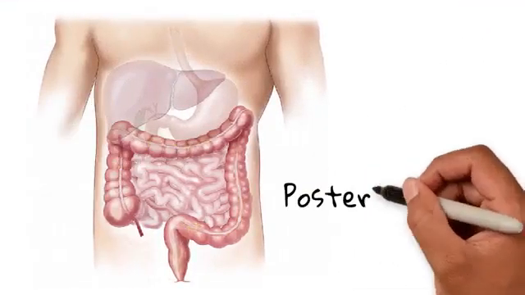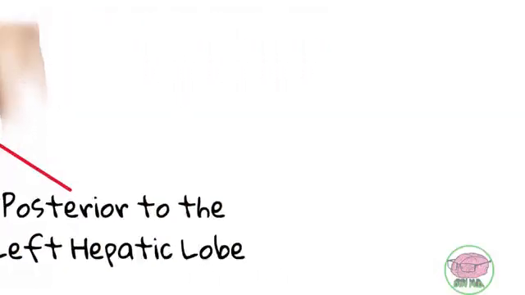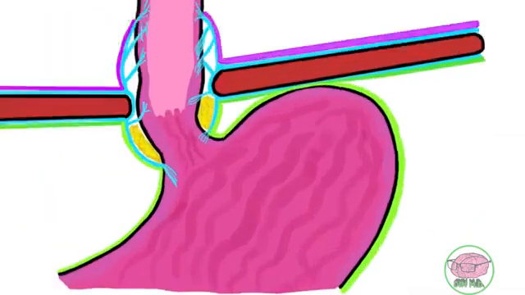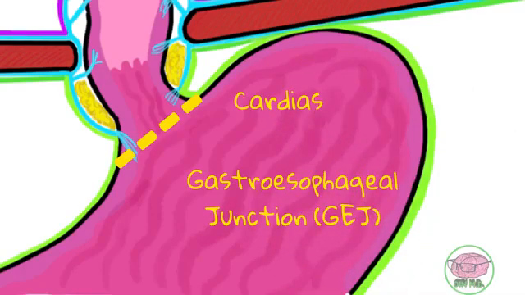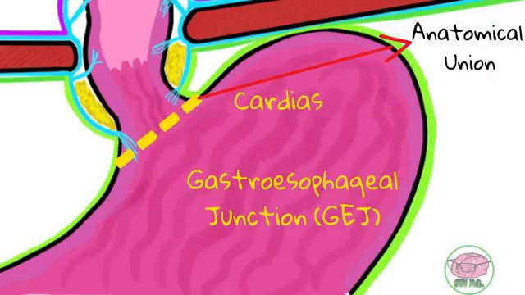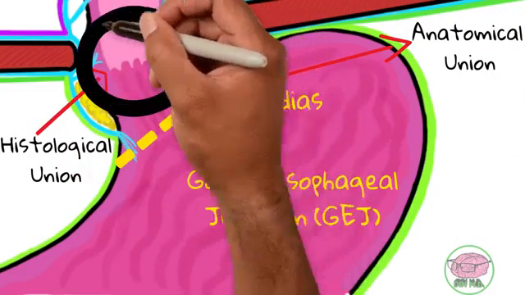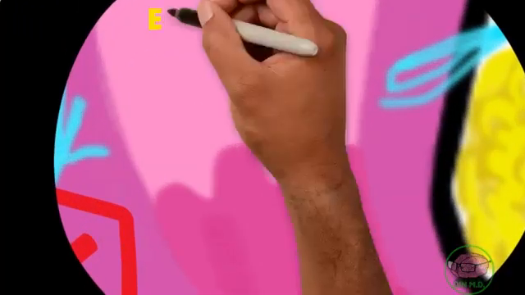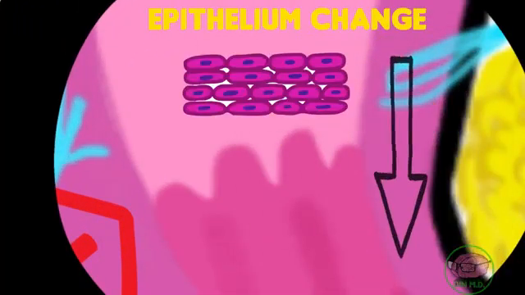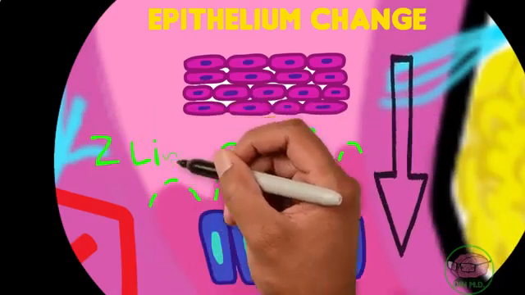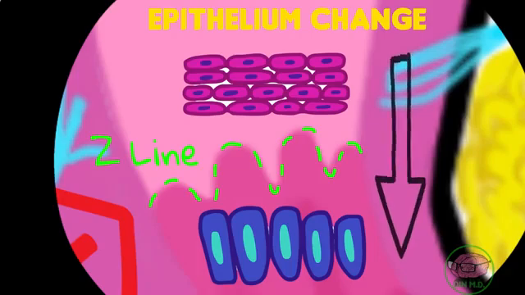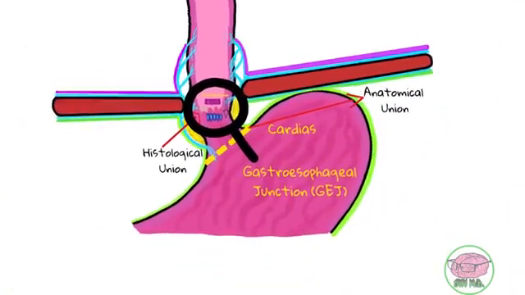When the esophagus enters the abdomen, it is located behind the left lobe of the liver and then joins with the stomach at a union known as the gastroesophageal junction, also known as the cardia or cardiac orifice. However, this is only the anatomical union, and it can be different from the histological one. What I mean by histological union is the part where the epithelium from the esophagus changes into the gastric epithelium. This is known as the Z-line and can often be located above the gastroesophageal junction.